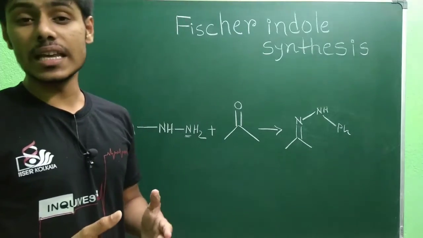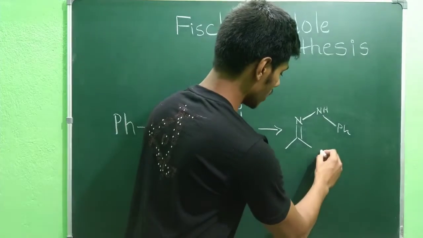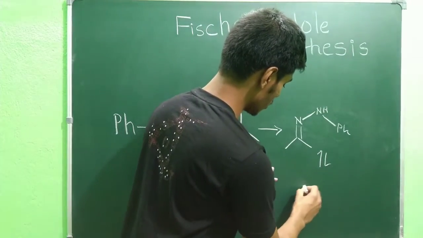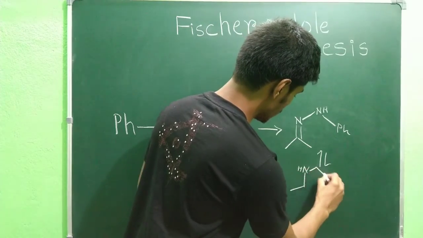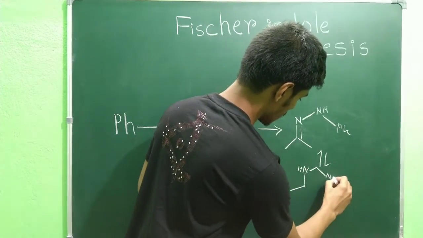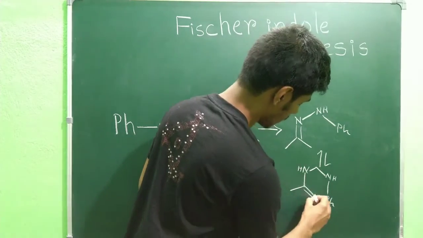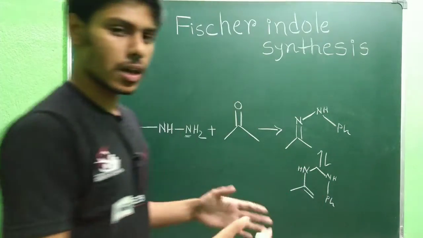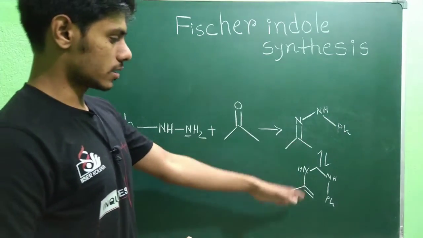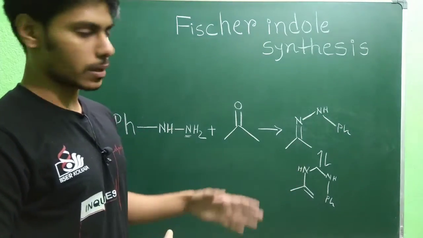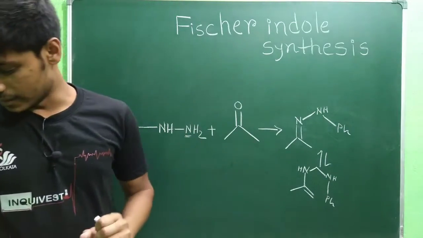So you know that imines are inherently less stable, so they will readily undergo tautomerization to give you this, and this is a type of enamine. You can see this is a type of enamine, right? And you know that enamines are more stable than imines, because this carbon-carbon double bond is more stable, or it is kinetically more stable. So this is the case.